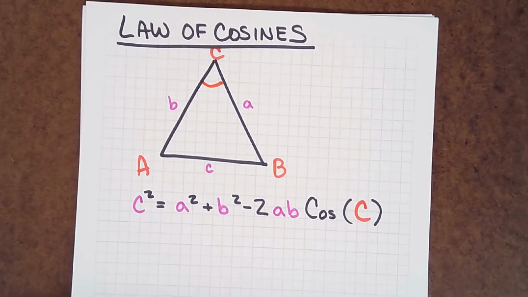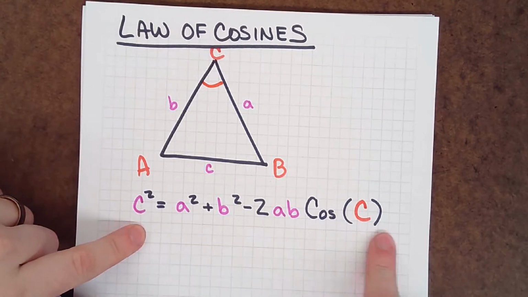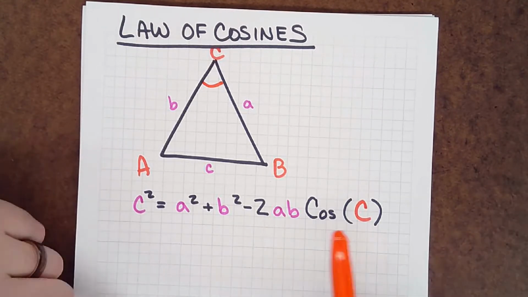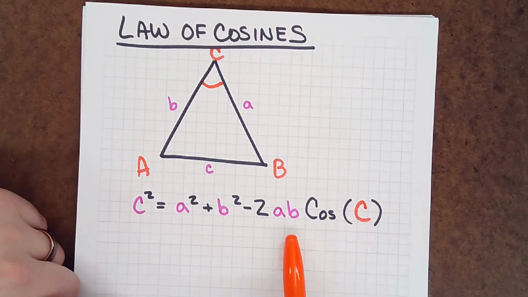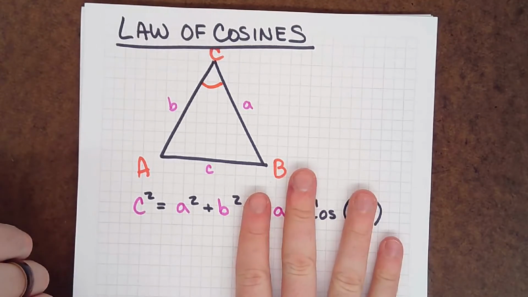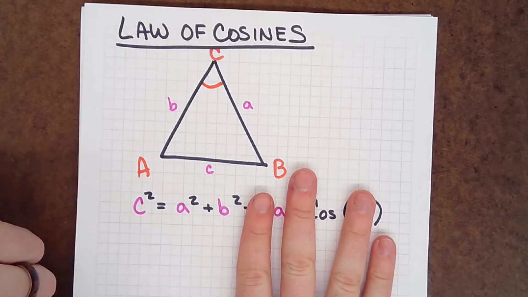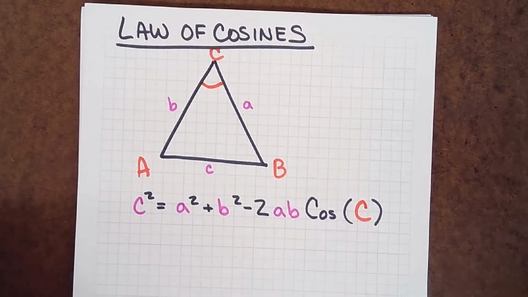So this is the formula. We have the Pythagorean theorem with a little modifier here, this term right here. And again, when the angle C is 90, the cosine of 90 is going to be 0. And 0 times all this stuff makes it go away, and what we're left with is just the Pythagorean theorem. So that's where it goes when we're doing this for a right triangle.